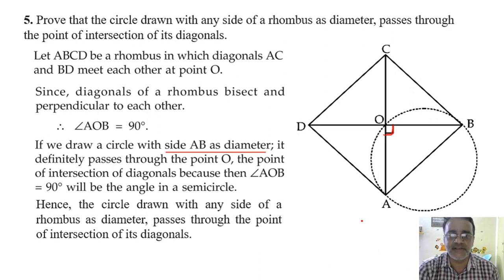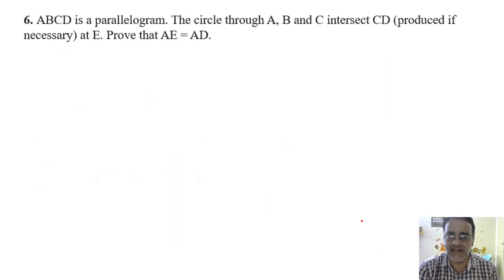Now we'll move towards question number 6, which is the last question of today's session. ABCD is a parallelogram. The circle through A, B and C intersects CD, produced if necessary, at E. Prove that AE is equal to AD. Produced if necessary means if the point D is inside the circle, then if we produce it, it will intersect at E. So we have two cases here.